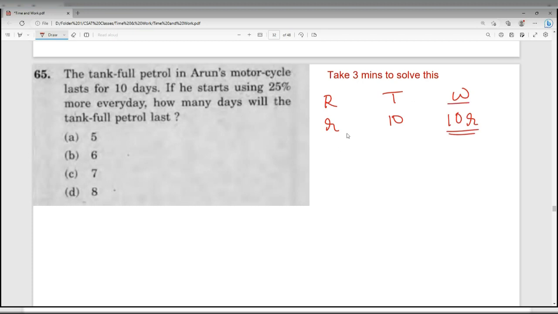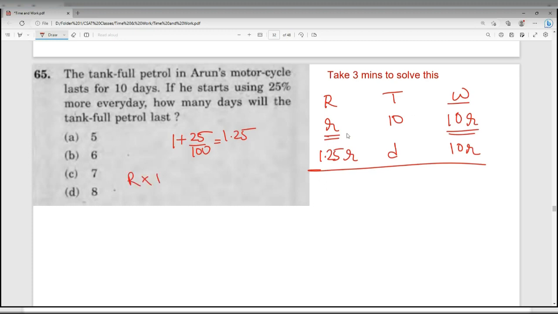And then they're saying if he starts using 25% more, so 25% means 1 plus 25 by 100. It becomes 1.25. If the rate increases by 25%, then it becomes 1.25 R. And then they are asking for how many days the tank full will last. And this is the capacity of the tank, and it is 10 R. We multiply this in this equation, R into T is equal to W. So we have 1.25 R into D is equal to 10 R. R gets cancelled. D is equal to 10 by 1.25.